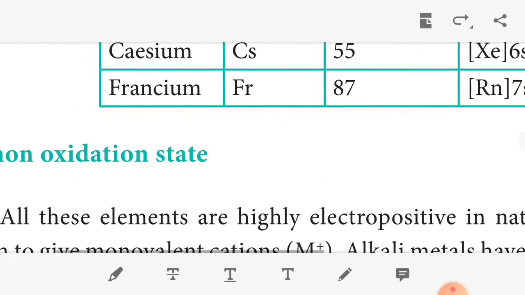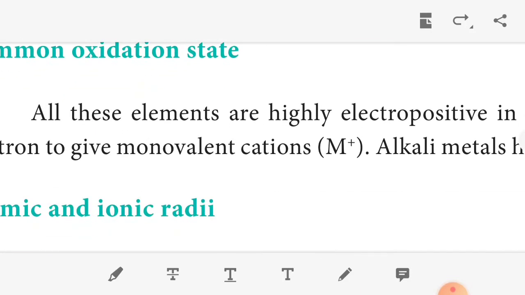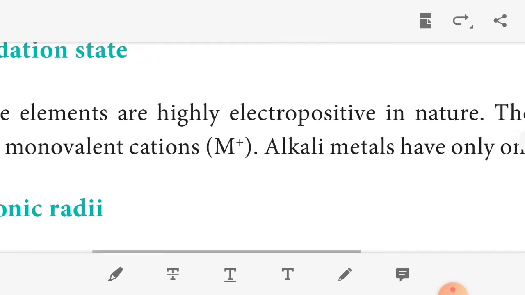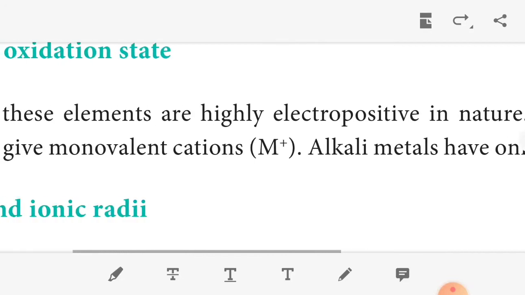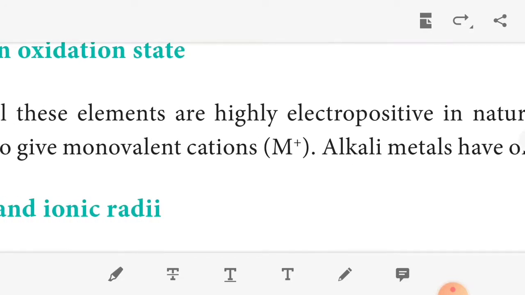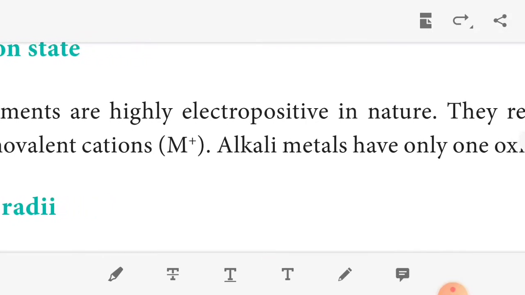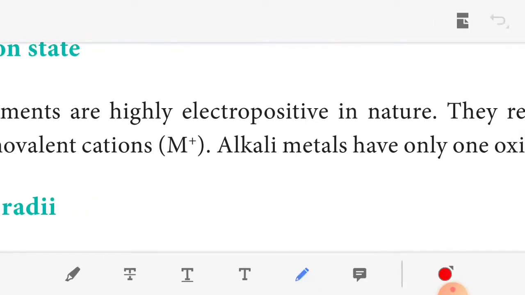The next one, common oxidation state. All these elements are highly electropositive in nature. They readily lose their electron to give a monovalent cation, that is M+. Alkali metals have only one oxidation state, which is +1. Electropositive means they carry a positive nature. They readily lose the valence electron to give a monovalent cation, M+.